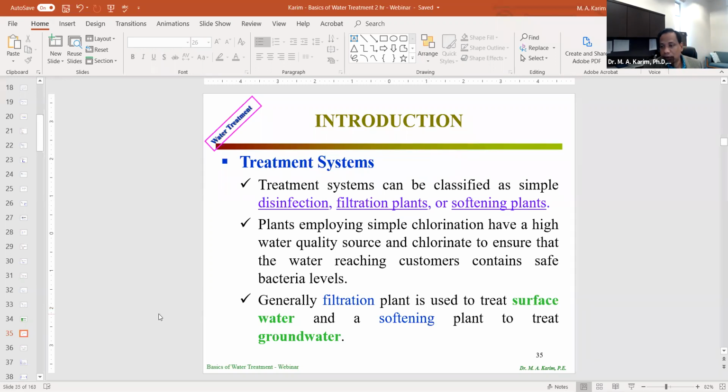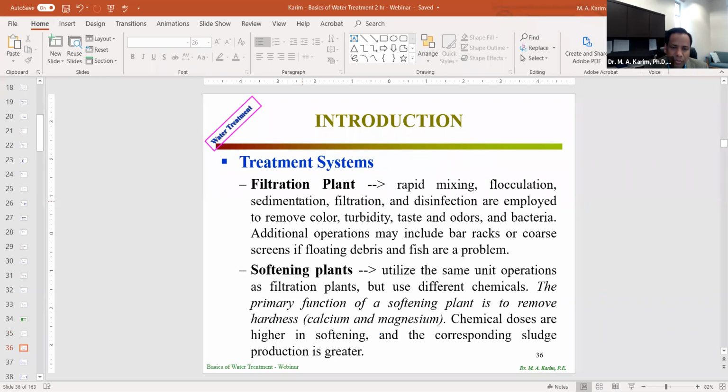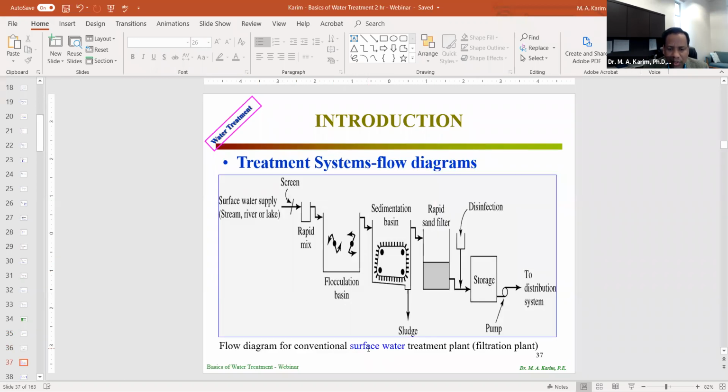Okay, moving forward. There is a little bit more description of the filtration plant. I'm going to show the picture and let it describe here. This is the picture of the surface water filtration plant, meaning the surface water coming from a river or whatever, then it goes to rapid mixing here. Coagulation, flocculation, I'm going to discuss more on that.